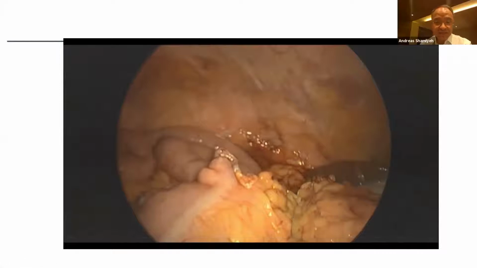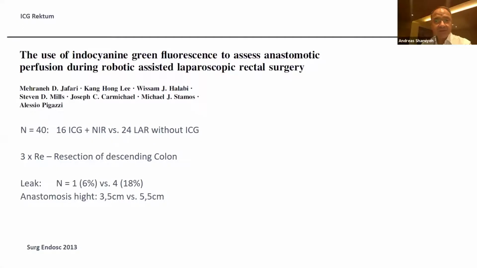So this is just some examples from the OR. And going to the literature, I want to show one of the first papers of one guy who did a lot of papers on that, Jafari. He found that in one of his first series of 40 patients, in 16 he did ICG with near-infrared, and in 24 he did just a regular anastomosis resection without ICG. And 3 times, he had to do a re-resection due to ICG.